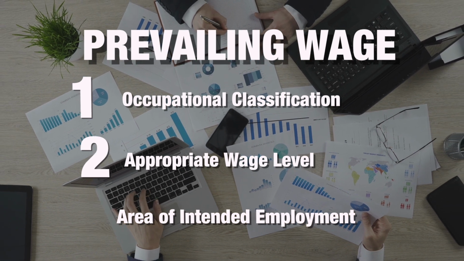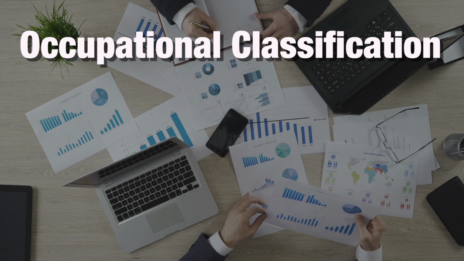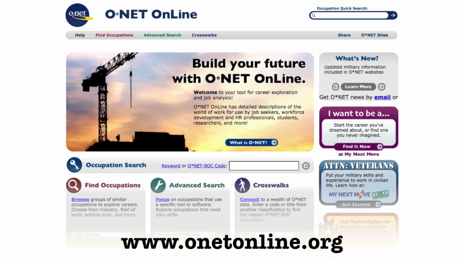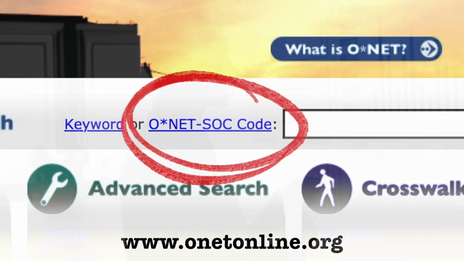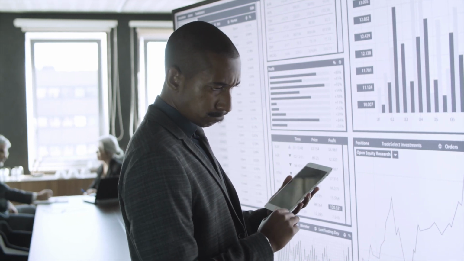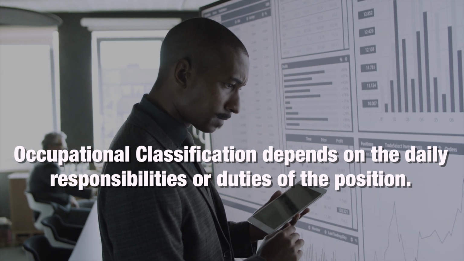To determine the most appropriate occupational classification for an offered position, we use the U.S. Department of Labor's Occupational Information Network Online Summary Report, which organizes occupations by Standard Occupational Classification, or SOC codes. The occupational classification for an offered role depends not merely on the title for the offered position, but on the daily responsibilities or duties of the position.